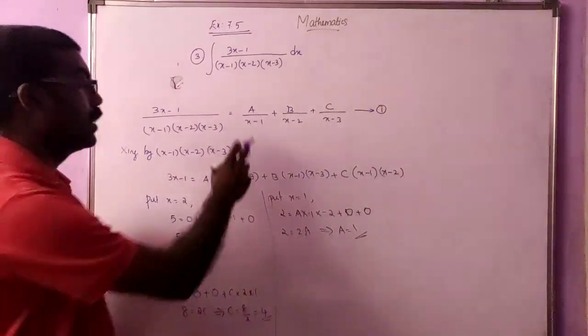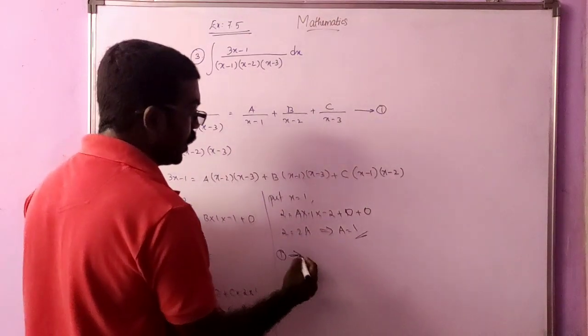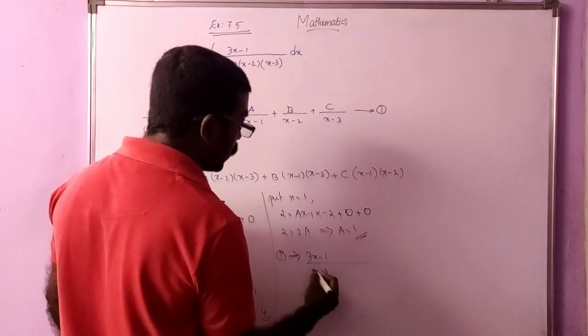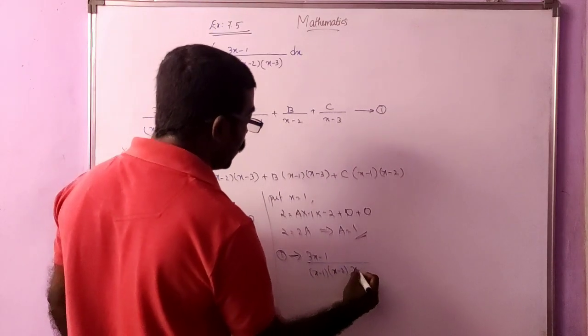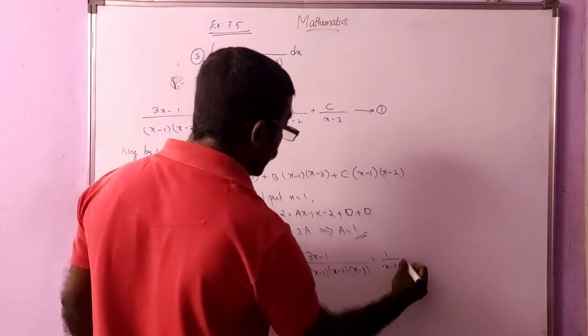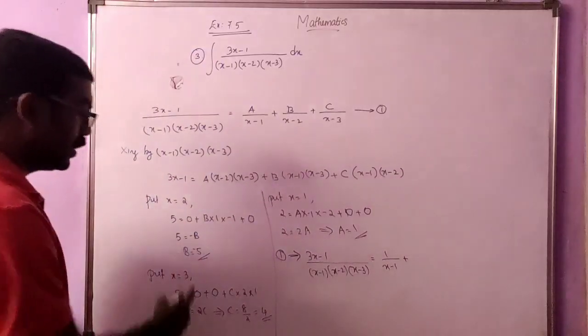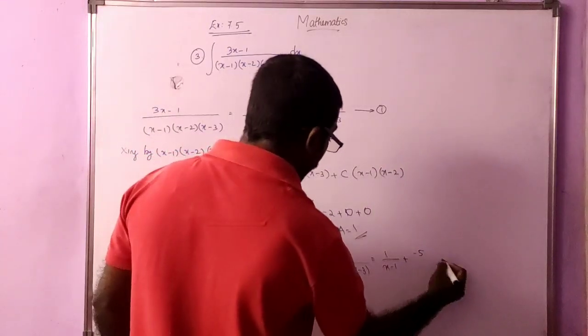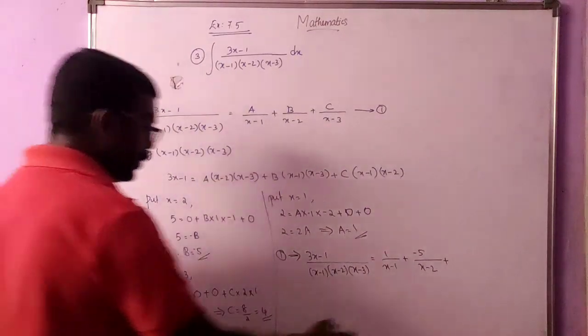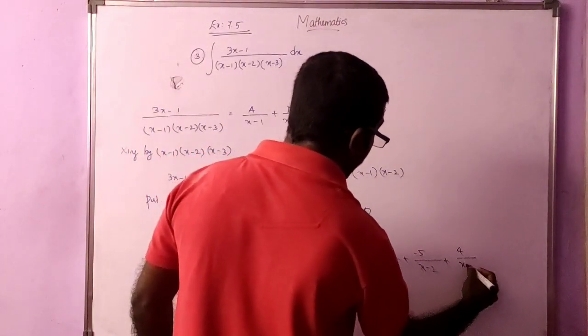Now we can replace in equation 1. Equation 1 implies 3x minus 1 divided by x minus 1 into x minus 2 into x minus 3 is equal to a by, that is 1 by x minus 1, plus b by, b is minus 5 by x minus 2, plus c by, c is 4 by x minus 3.